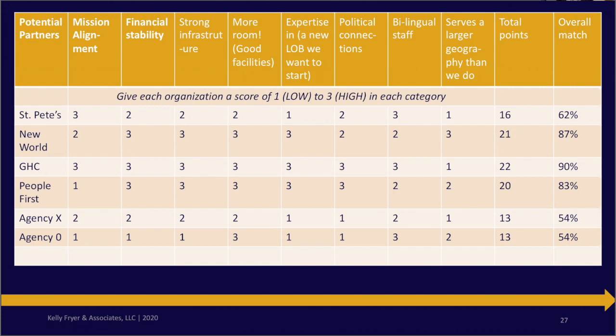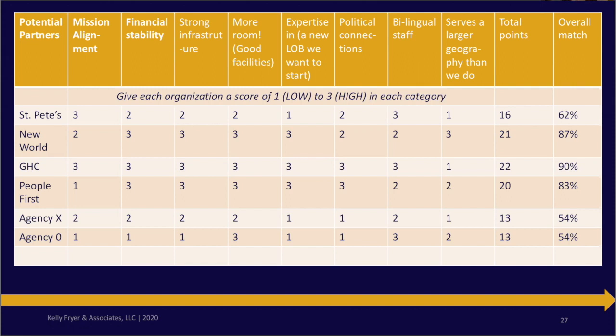So you can see St. Pete's, these are all made up organizations, of course. St. Pete's is a 3. They share a mission alignment with you as if you are twins. Their financial stability isn't fantastic, but it's not terrible either. It's somewhere in the middle. They've got a kind of medium, strong infrastructure. They've got a relatively good facility. They don't have a lot of expertise in whatever it is you need expertise in.